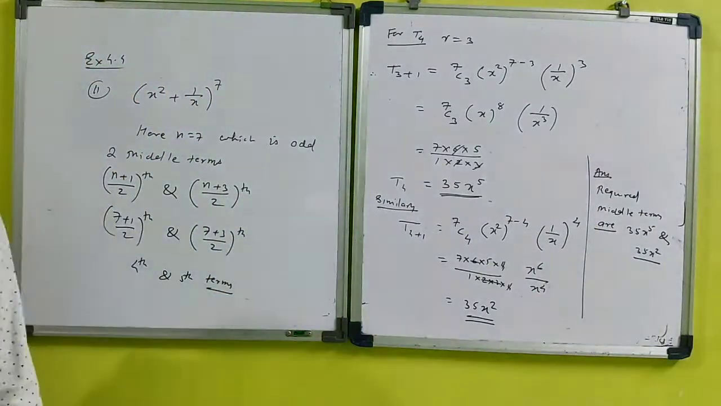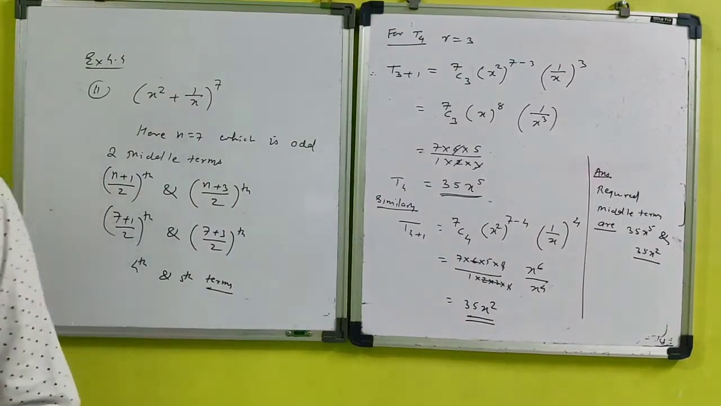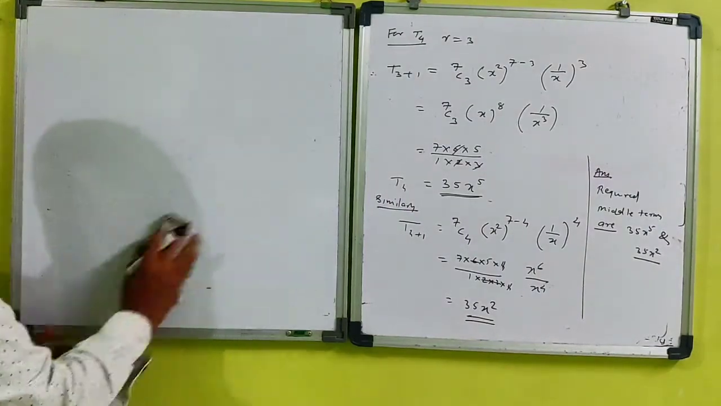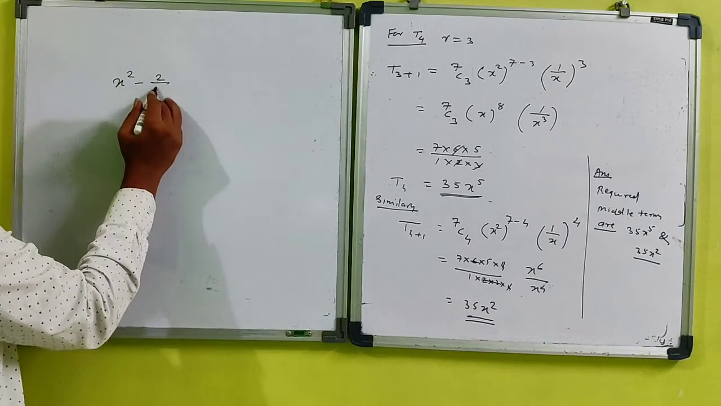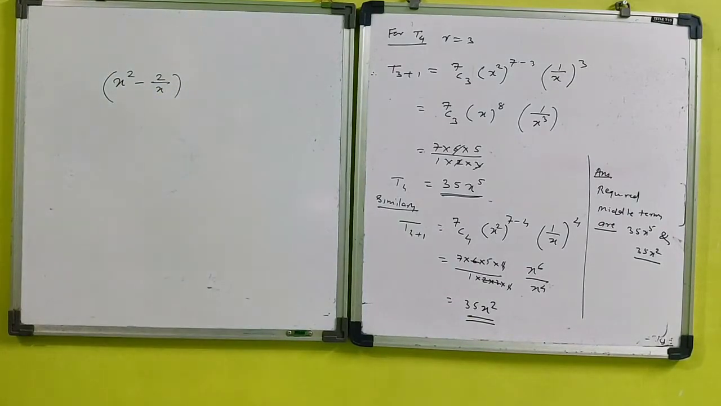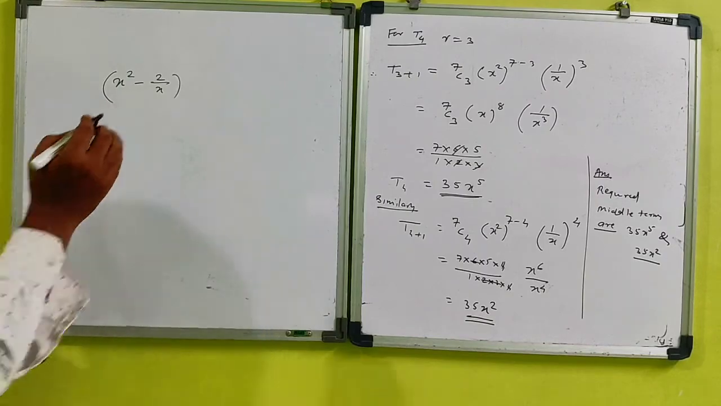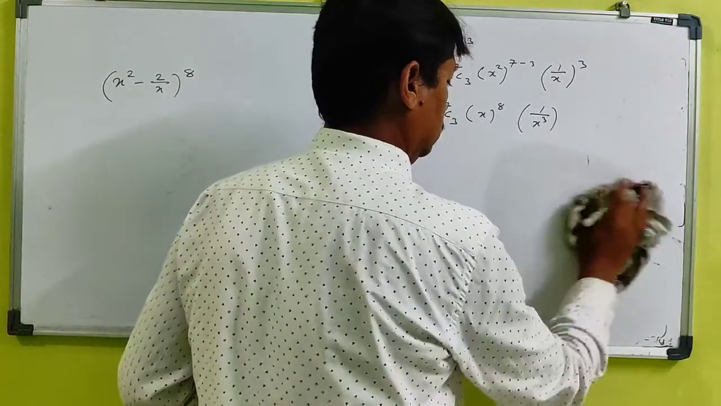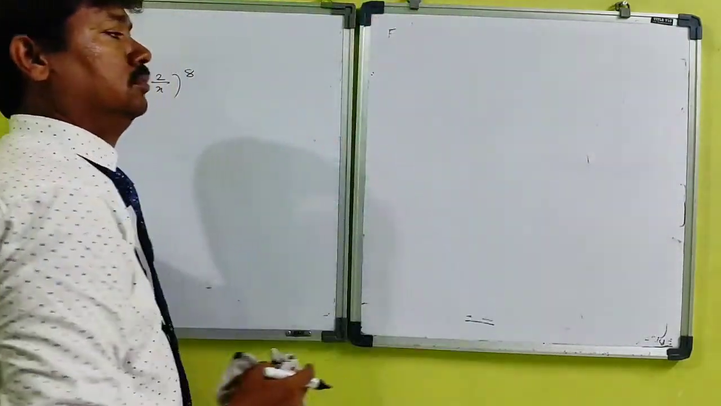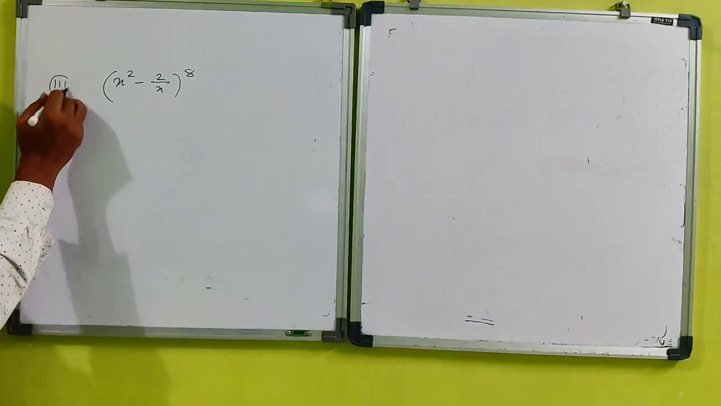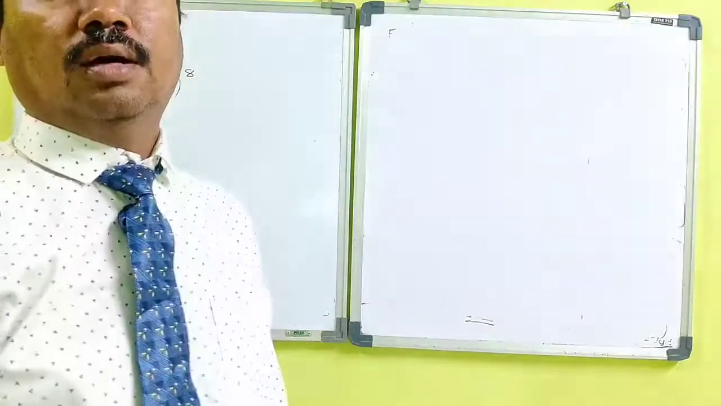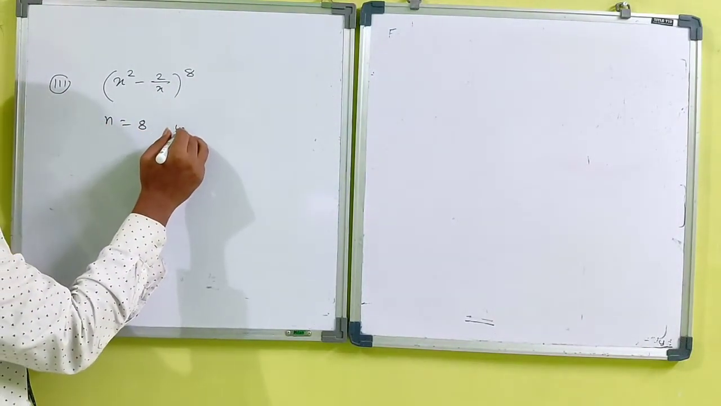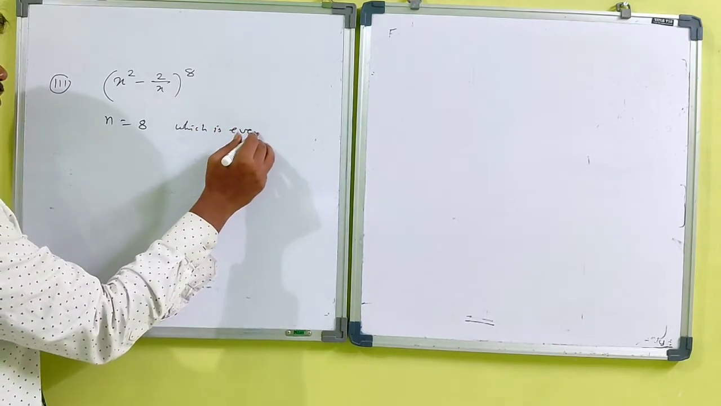Similarly, we solve one more question of this. There is question number 3: (x squared minus 2/x) raised to 8. Like this. The question is to find the middle term. Again, now here n is equal to 8, which is even.